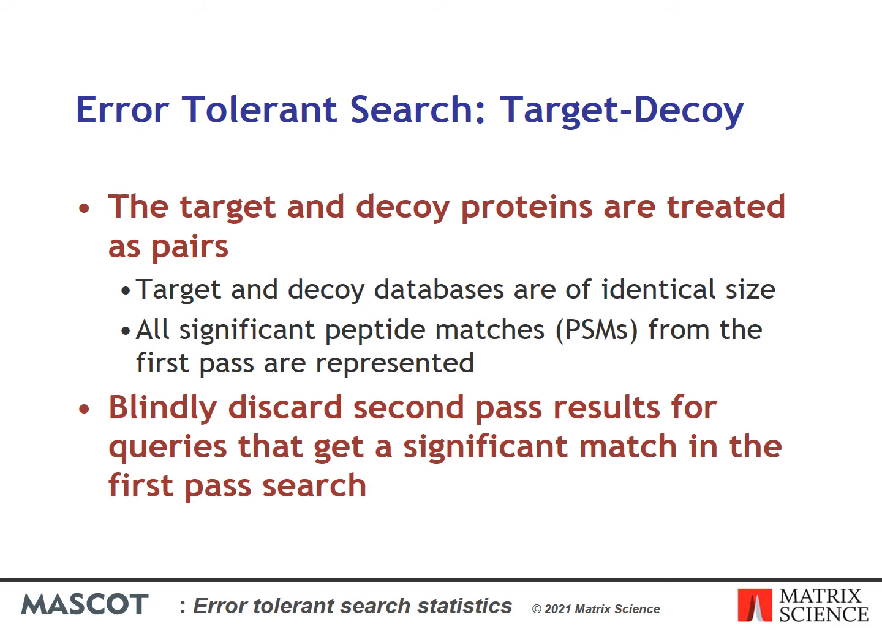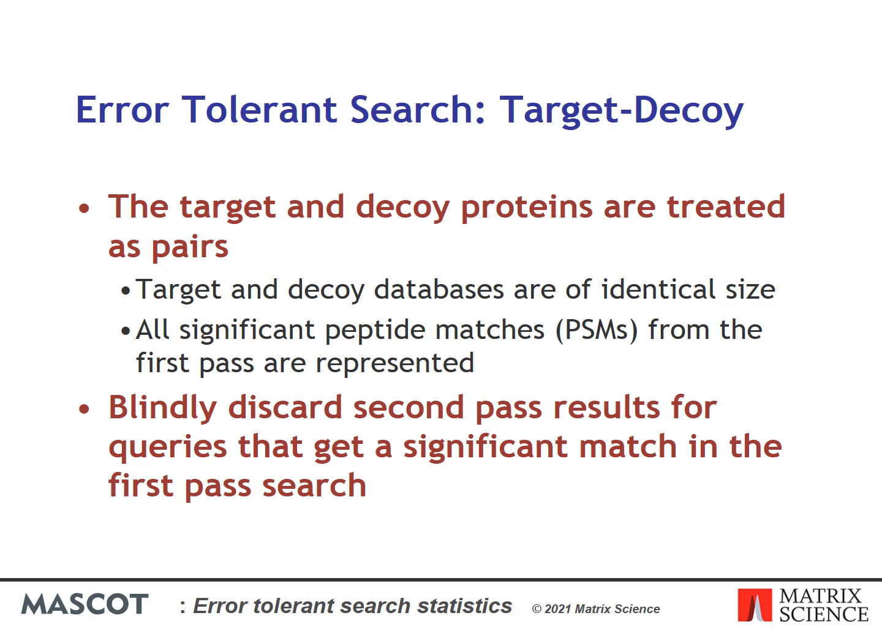For example, if the significance threshold for a particular query in the first pass search corresponded to a score of 40 and we got a match with a score of say 52, this would be considered significant and this is what we report, even if the second pass search might have given us an even stronger match.